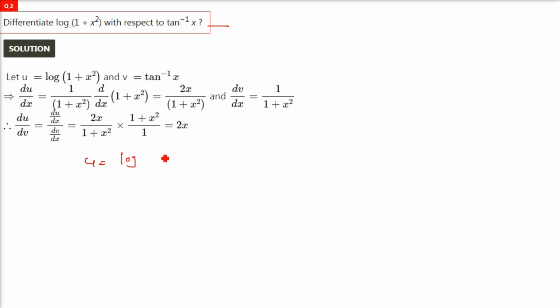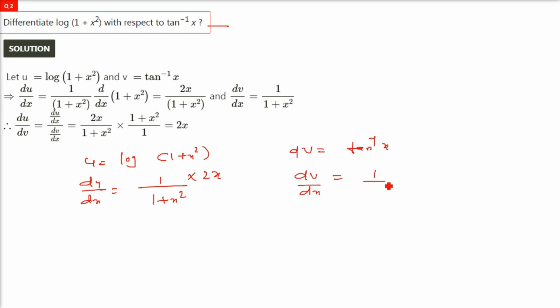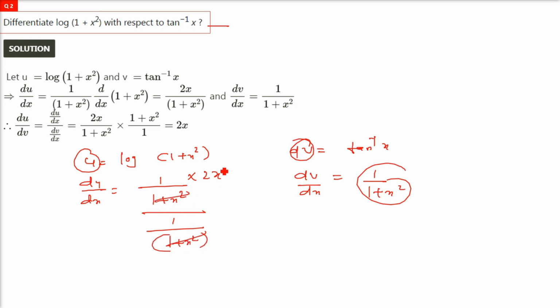So u is what? Log 1 plus x square. And v is what? Tan inverse x. So du by dx is going to be 1 by 1 plus x square, and differentiation of 1 plus x square is going to be 2x. Differentiation of tan inverse x, dv by dx, is 1 by 1 plus x square. So du by dx and dv by dx we have to do. Let us divide these two. 1 plus x square, 1 plus x square you can cancel. So it is going to be 2x.